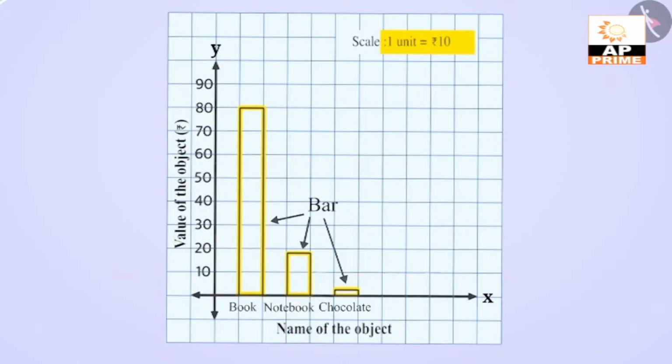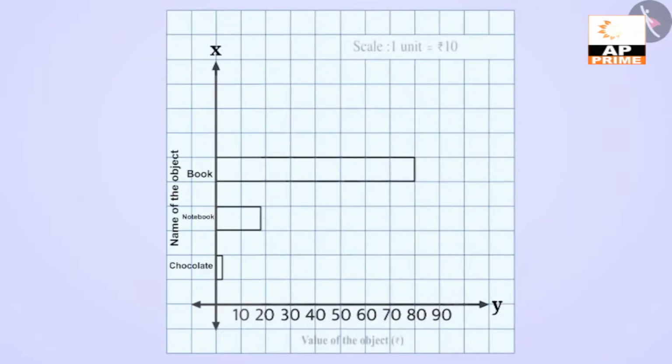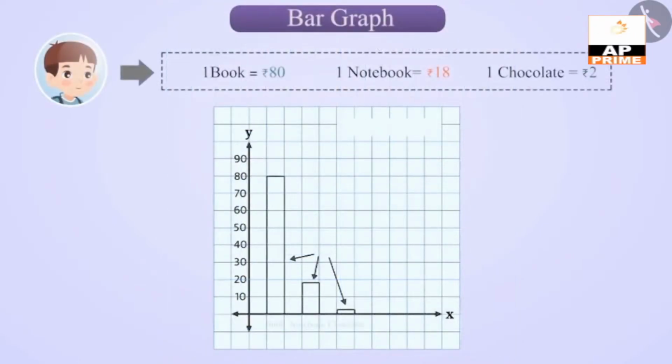These are called bars. It is not necessary that the bar graph should be vertical. Instead, by interchanging the positions of the horizontal x-axis and the vertical y-axis, we can also show the bar graph horizontally. The length of the bar represents the given number.